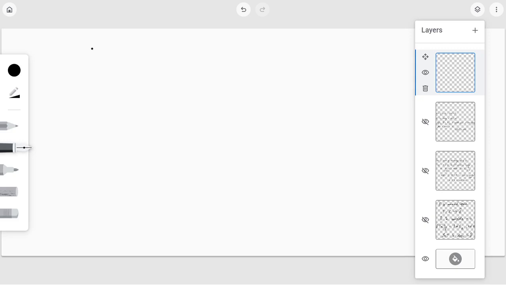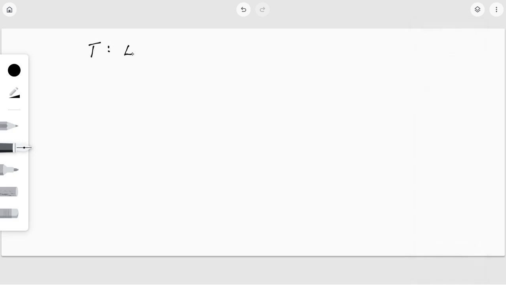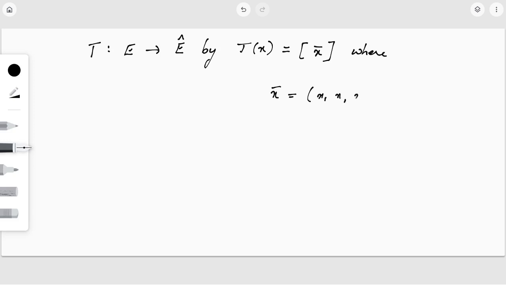So now let us define the map T from E to E cap by T of X is equal to the quotient coset X bar, where X bar is nothing other than the constant sequence X, X, X, etcetera. Okay, I hope it's clear. We are defining a mapping T from E to E cap by T of X equal to the coset X bar, where X bar is this constant sequence X, X, X.